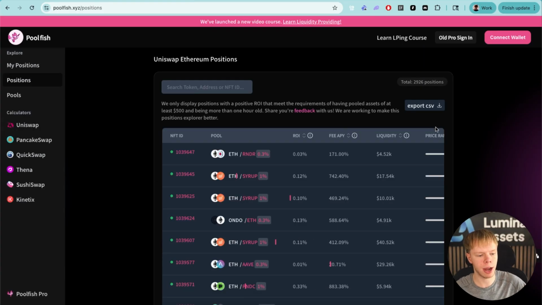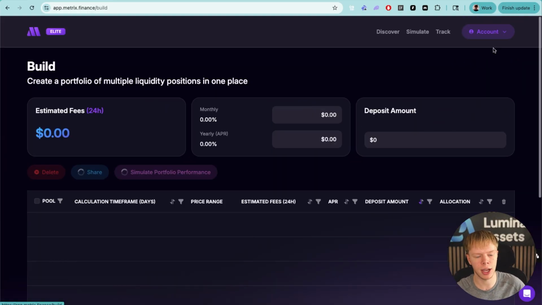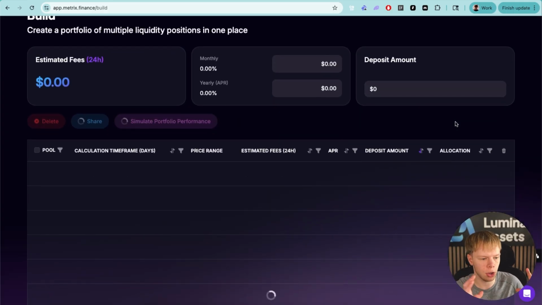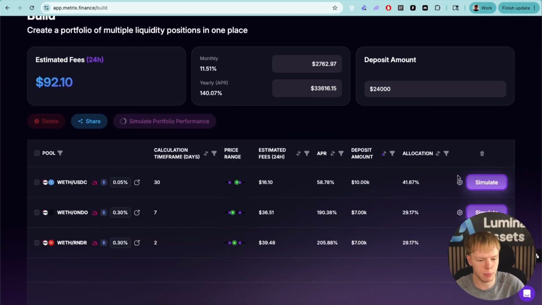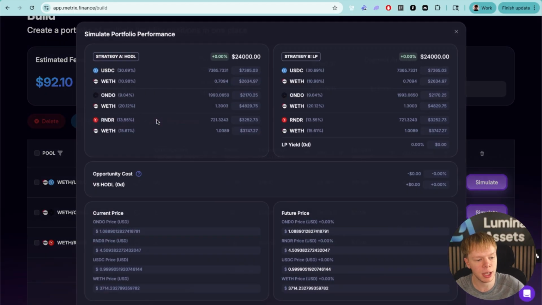Now, PoolFish also aggregates all this data into a positions tab where you can see positions across Uniswap, specifically on the Ethereum network, to see what people are currently doing. Whereas Metrix allows you to head over to the build section and see all the positions that you have saved, see all the metrics that you factored in, adjust those simulations right from the same page, and simulate the overall portfolio performance so you can see how your portfolio works together across different price points.